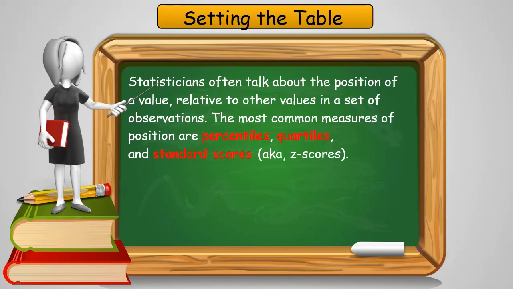When we talk about the position of a data item, it's relative to other data elements in that data set. So the most common measurements that we provide are going to be percentiles, quartiles, and standard scores, which are also more commonly referred to as z-scores or normalized scores.